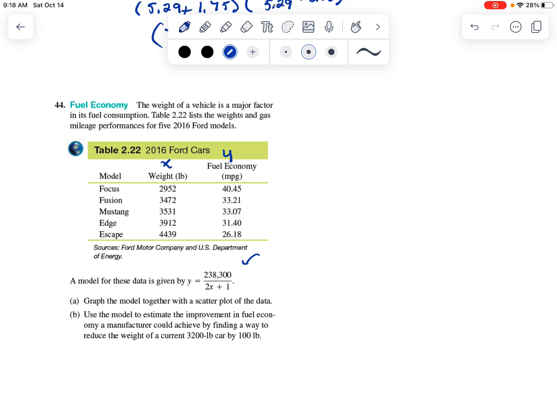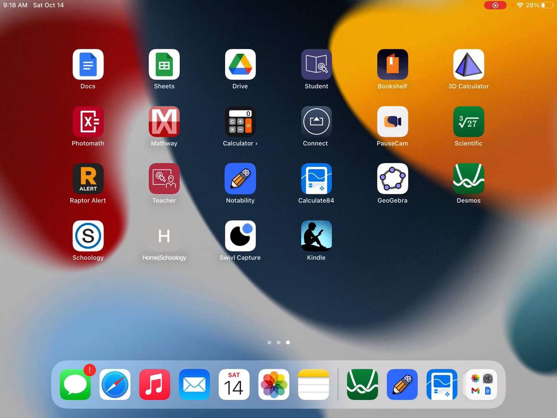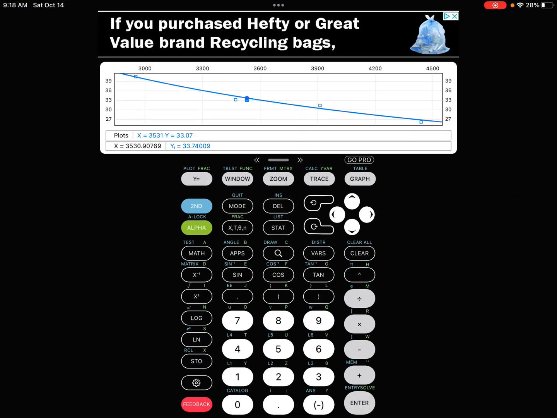Now, use the model to estimate the improvement in fuel economy a manufacturer could achieve by finding a way to reduce the weight of a current 3,200-pound car by 100 pounds. So we're looking at the 3,200-pound car. And if we reduce it to 3,100, how does the fuel economy go up? Well, let's use our graph. We could plug in the values, but let's use our graph.